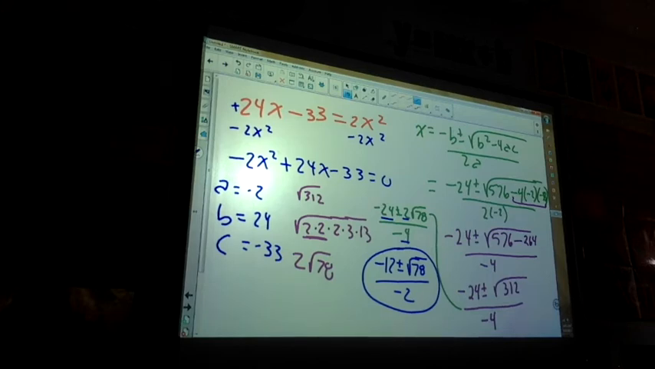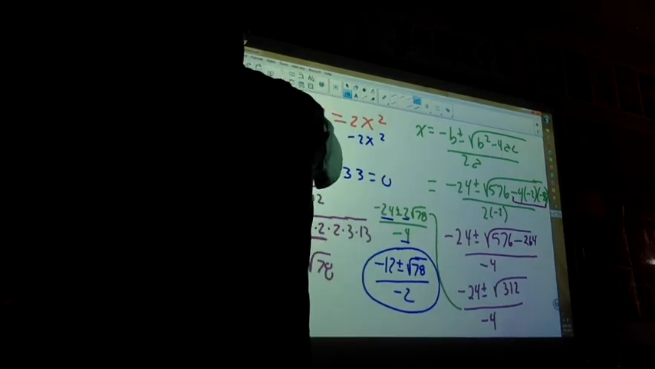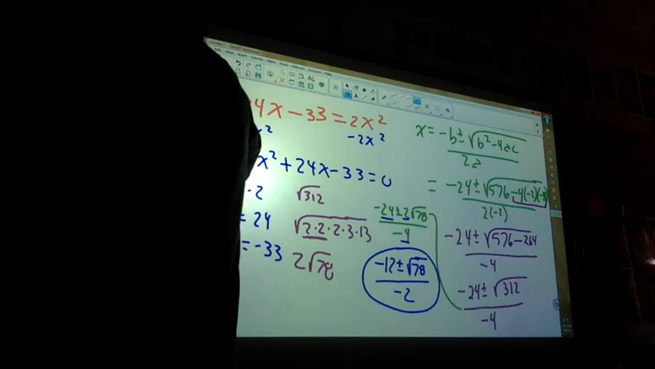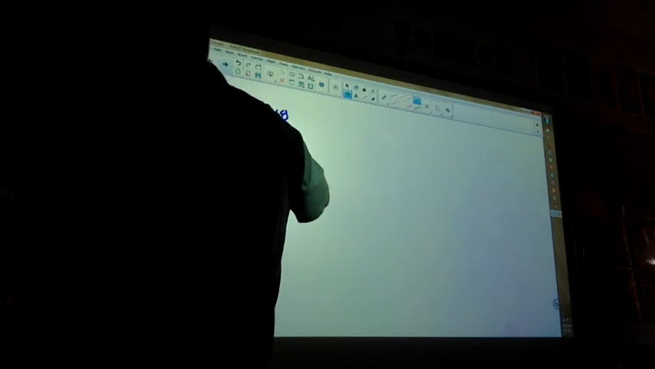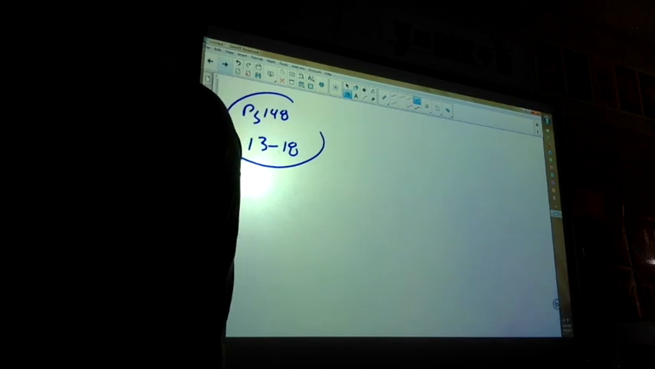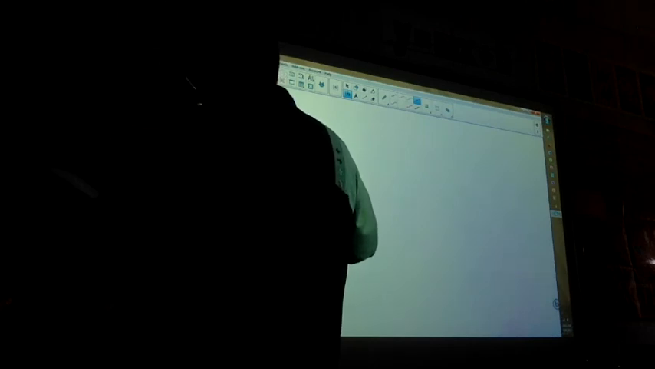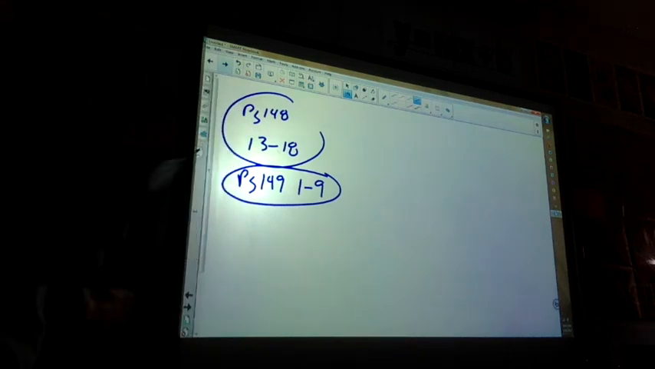Okay? Everyone feel okay about these? I just worked out 9 problems. So, I want to make sure, if one of these values is missing, what do you think you plug in? 0. Okay? So, I want to make sure that on page 148, you finish 13 through 18. Okay, that's the back side. And then let's have you work on page 149, 1 through 9. Okay? I'm not worried about the back side of 149 at this point.